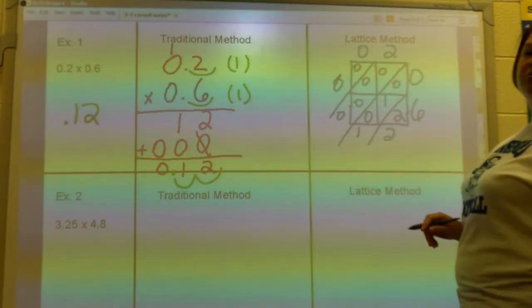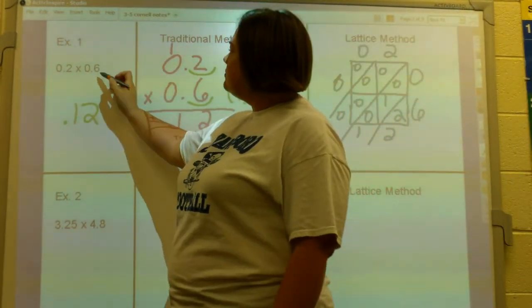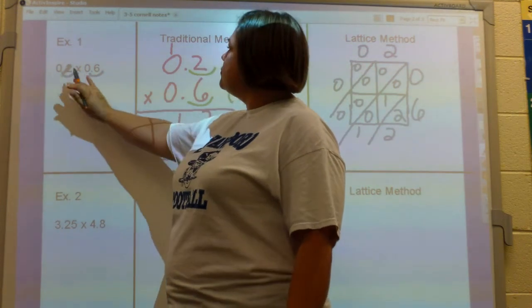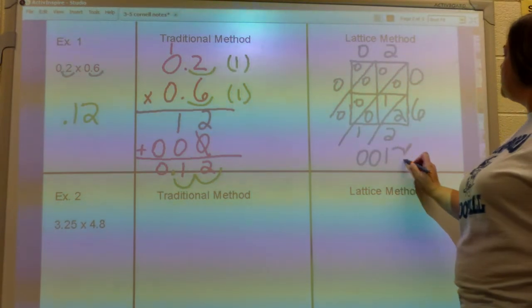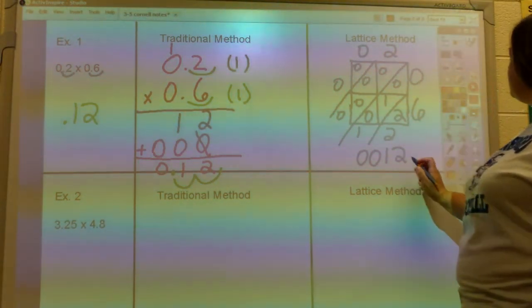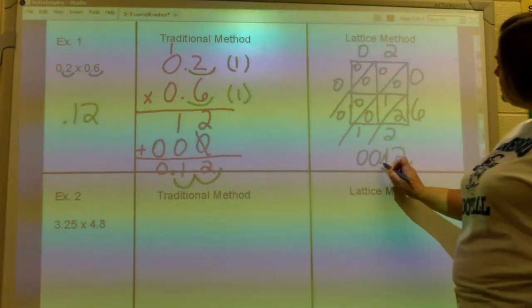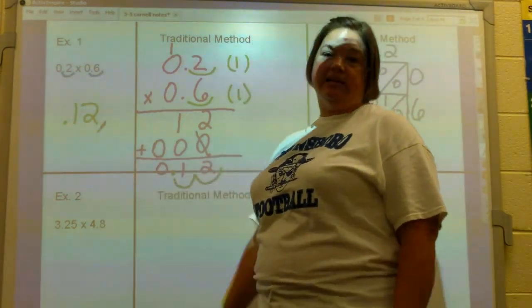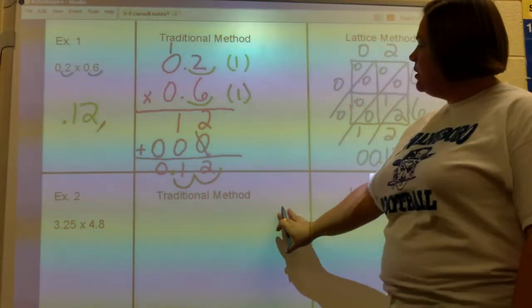I'm still going to look at my original problem. My original problem was 0.2 times 0.6, so I'm counting over once here, so 1 plus 1 is 2. In my answer, I have 0, 0, 1, 2. I'm starting on the right-hand side, and I'm moving left once, twice, and I still get 0.12 as my answer, even with lattice. Okay, let's look at another example.